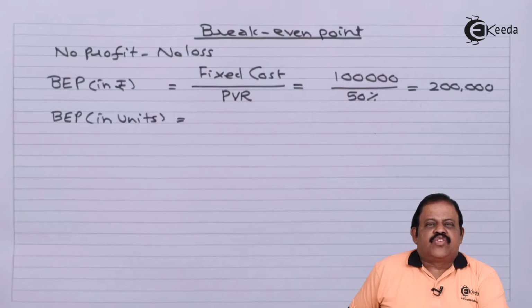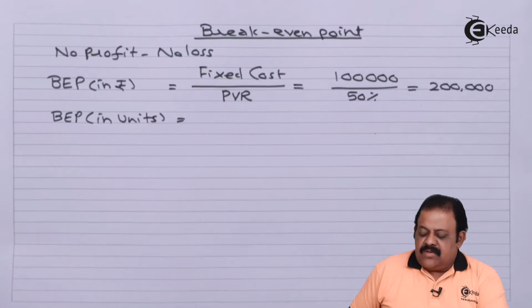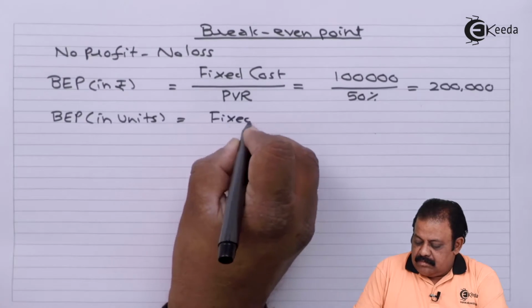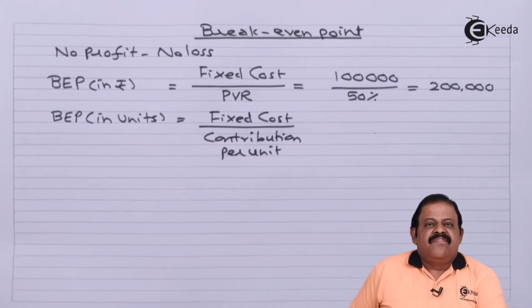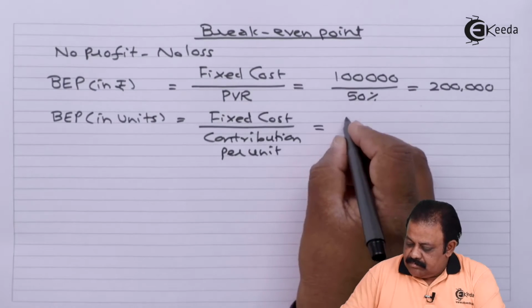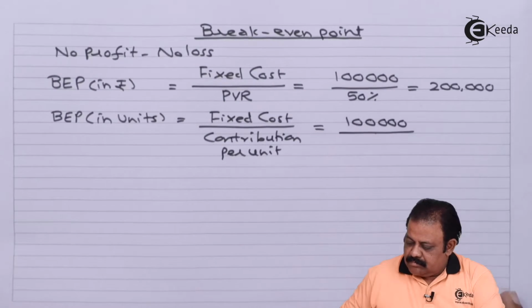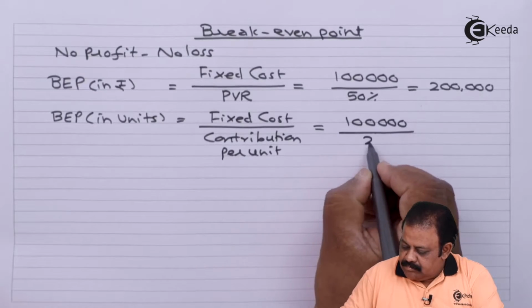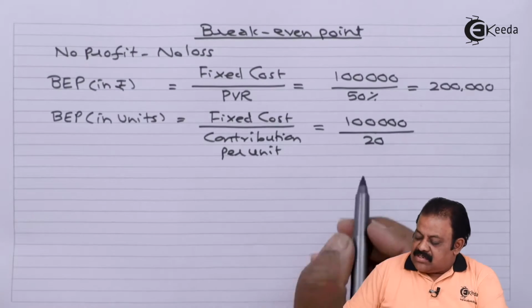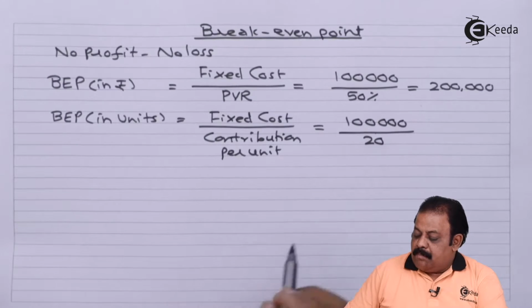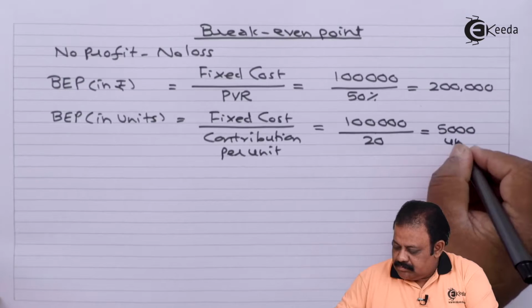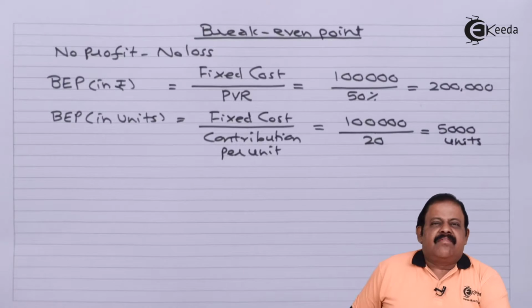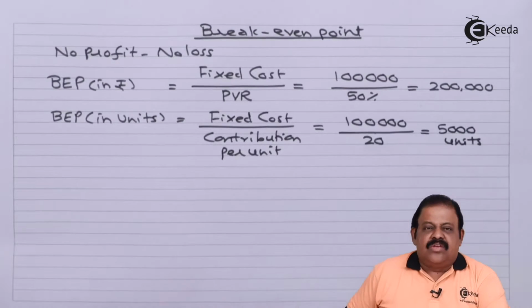Break-even point we can also obtain in terms of units. The formula is fixed cost divided by contribution per unit. For example, fixed cost is 1 lakh and contribution per unit is 20. Then break even point in units is 5000 units.